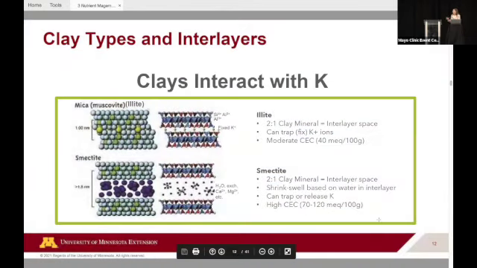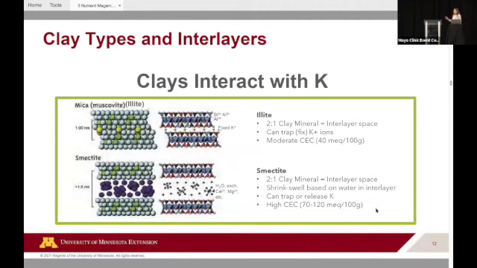So what we're focusing on specifically in Minnesota when we're looking at K recommendations is really these two types of minerals. There are dozens of types of minerals out there, but we're really going to focus on illite and smectite for these very specific properties that they have and the way that they interact with potassium.